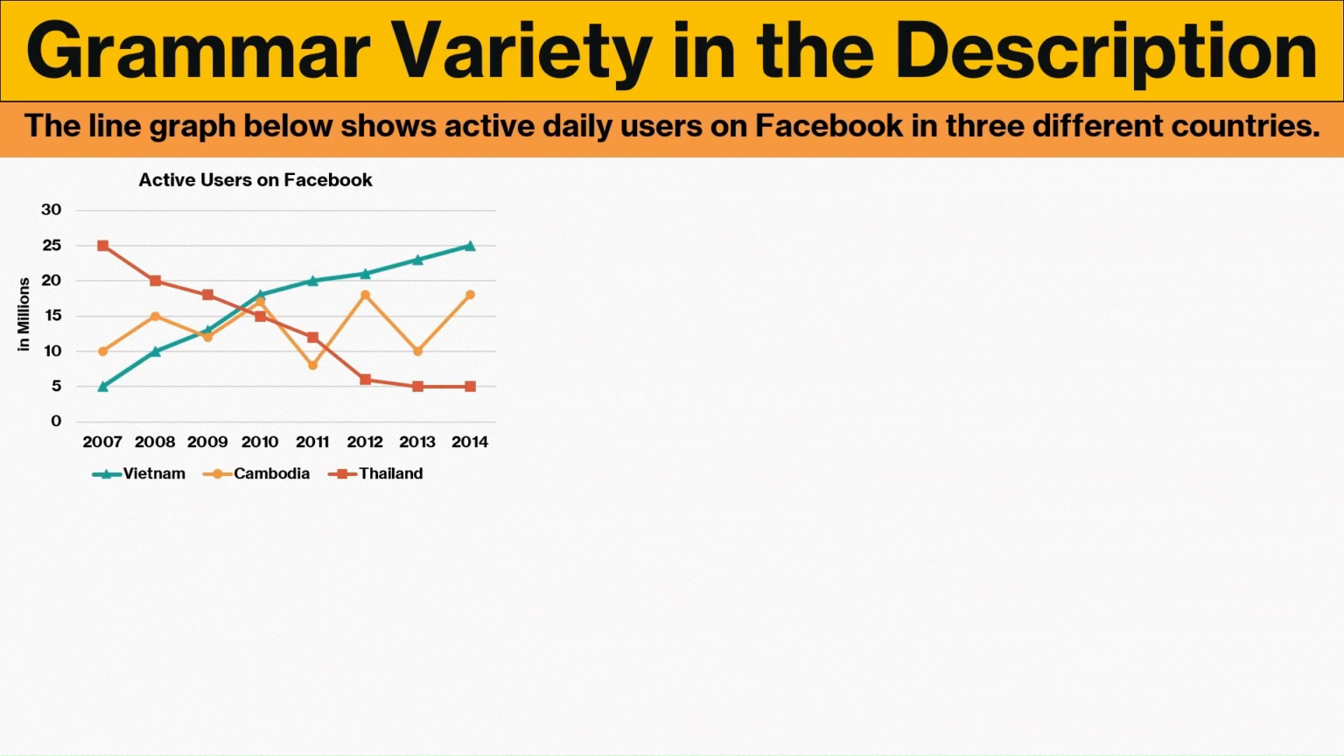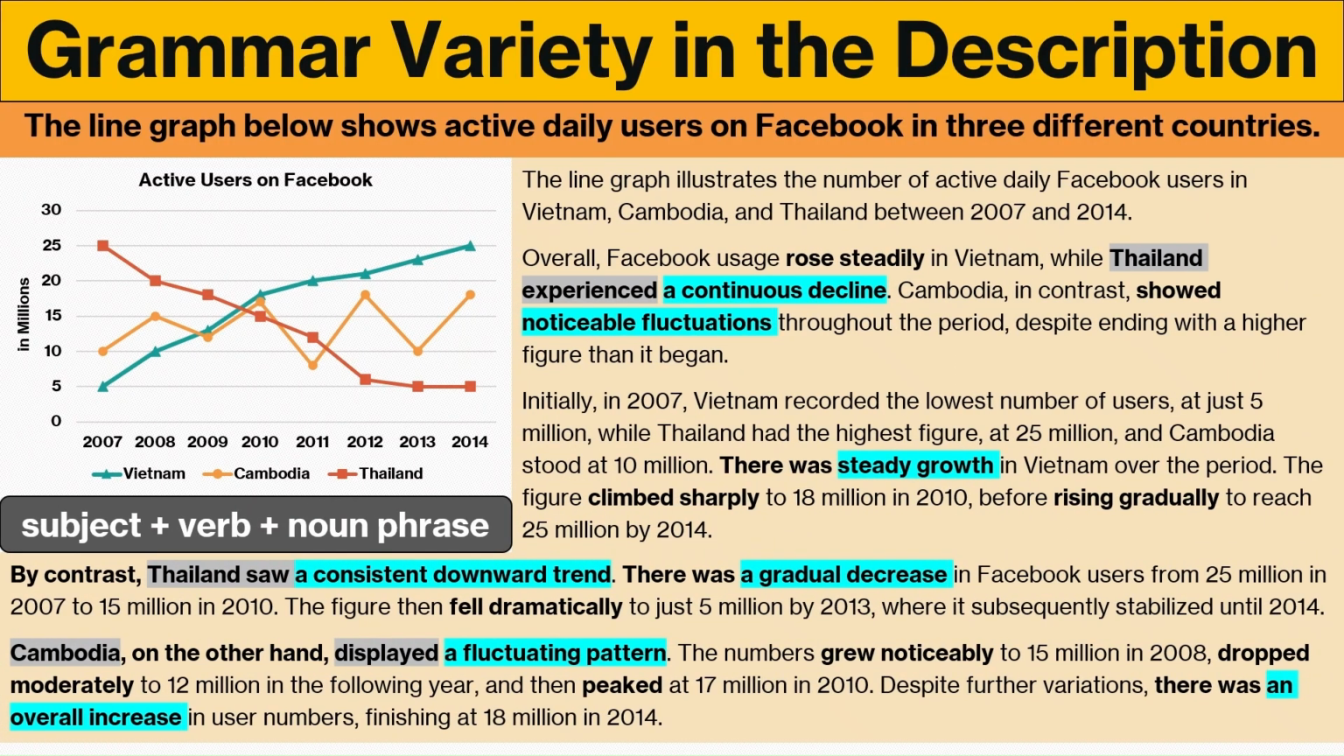Third, observe the subject plus reporting verb plus noun phrase structures. Instead of always starting with the figure or the numbers, the description begins with the country name as the subject and uses reporting verbs such as experienced, displayed, and saw. For example, Thailand experienced a continuous decline. Thailand saw a consistent downward trend.